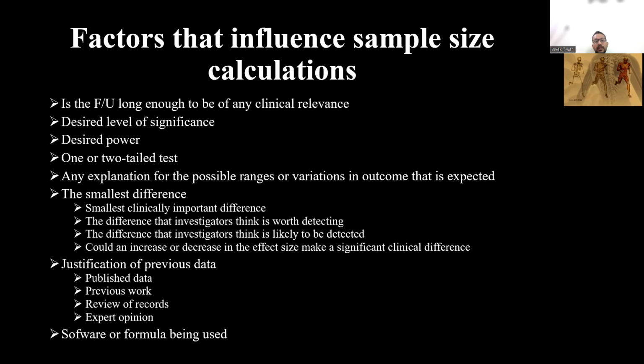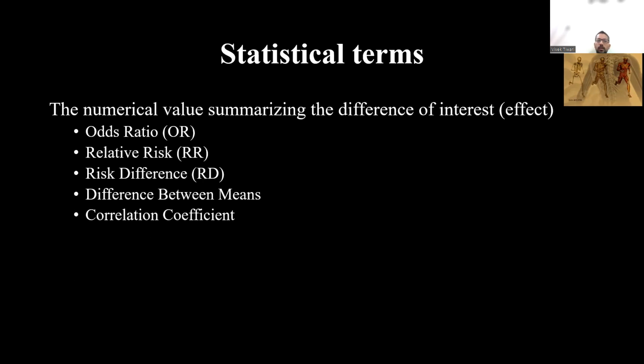And what is the justification of previous data, whether it is published data, previous work, review of records, or an expert opinion? And lastly, what is the software or formula that is being used? We need to know the numerical value summarizing the difference of interest, that is the effect, that is whether it is odds ratio, relative risk, risk difference, difference between means, or correlation coefficient.